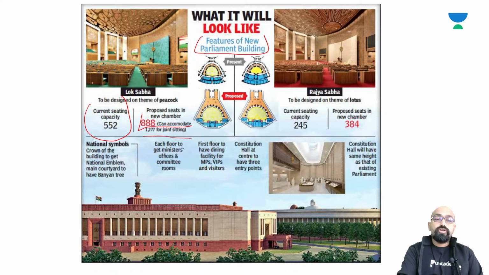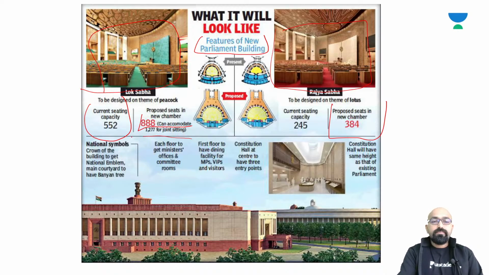So this is the proposed new Lok Sabha hall, and this is the new Rajya Sabha hall. Basically the Lok Sabha hall is designed on the theme of the peacock, and the Rajya Sabha on the theme of the lotus. All right, now the current sitting capacity in Rajya Sabha is around 245 members. Now the proposed seats in the new chamber will be 384, right? So these are the features of the new building, and these are the halls of Lok Sabha and Rajya Sabha.